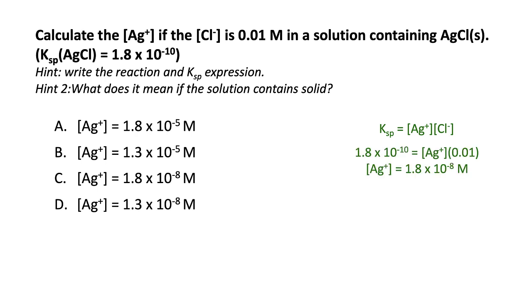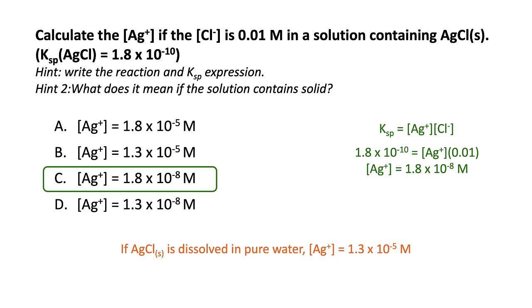Therefore, we simply plug in the value for chloride that we know, that it's 0.01 molar, and we solve for silver plus. And what we get is that silver plus is equal to 1.8 times 10 to the negative 8 molar, and that's our answer. Now, in the previous slide, we calculated that the concentration of silver plus in pure water, the solubility of silver chloride, is 1.3 times 10 to the negative 5 molar. So what we find here, in a solution that doesn't even contain a lot of chloride, it's 1/100th of a molar, is that there is 1,000-fold less solubility for the silver plus.